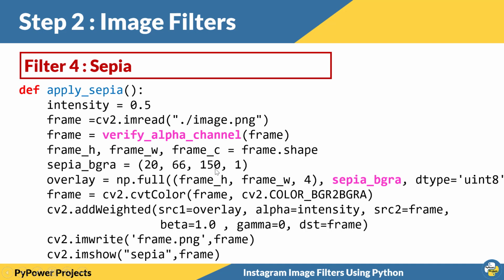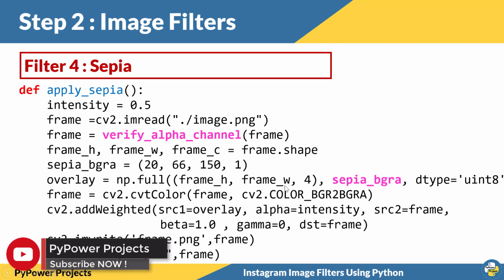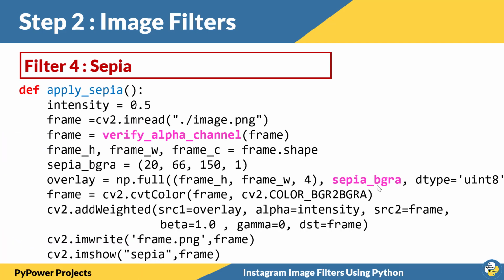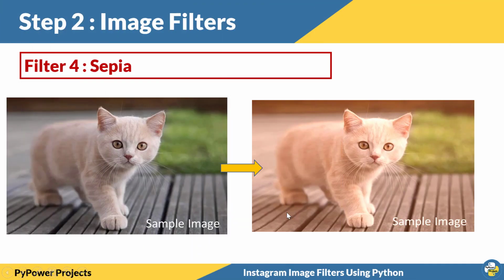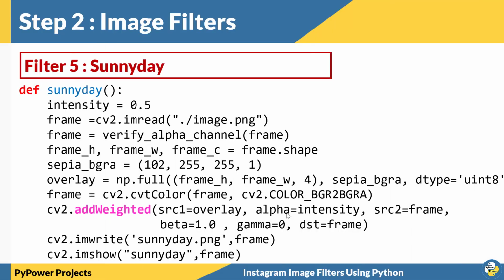In here we have to pass these arguments, that is the frames, and this overlay is an array, np.full, and it will take sepia bgr. This is a tuple, and the size of this tuple is specified here. This overlay array is now applied on my original frame of the image, and it converts my image into sepia format. So this is the code, and this is the output of it.